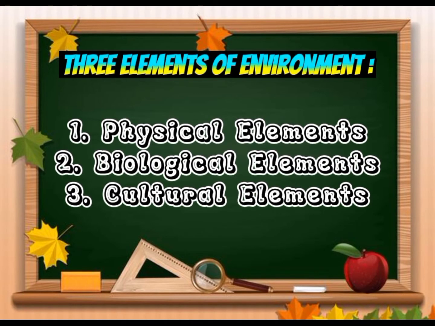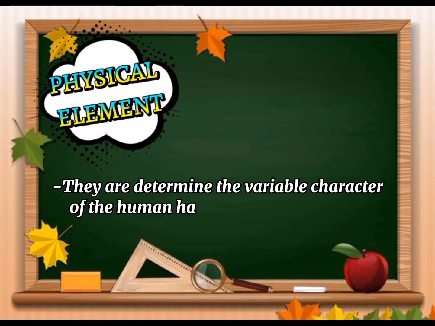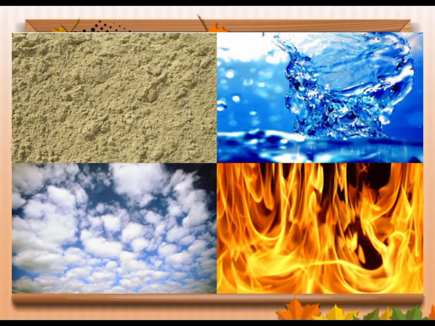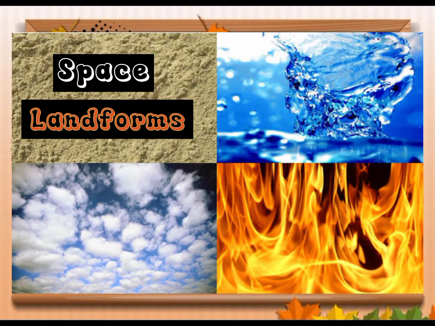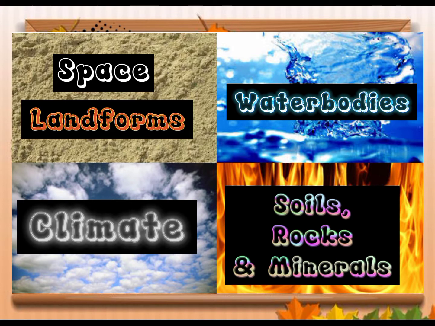Environment is constituted by the interacting system of physical, biological, and cultural elements interrelated in various ways, individually as well as collectively. The physical elements determine the variable character of human habitat, its opportunities as well as limitations. The physical elements are the space, landform, water bodies, climate, soil, rocks, and minerals. It means that physical elements are those elements that are exposed in the physical layer.